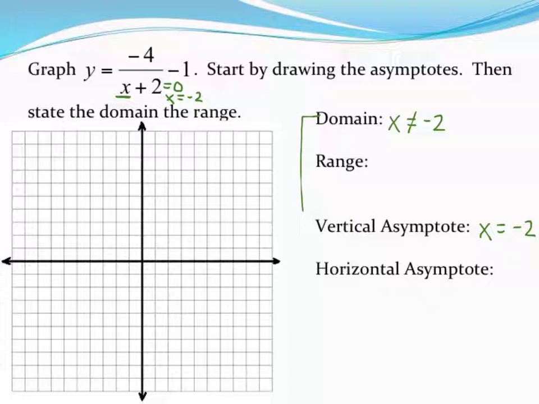Those two ideas are linked together. There can be no graph at negative 2 because if I tried to plug in negative 2, I'd be dividing by 0, and I cannot do that. So let's go ahead and draw in our vertical asymptote at negative 2.